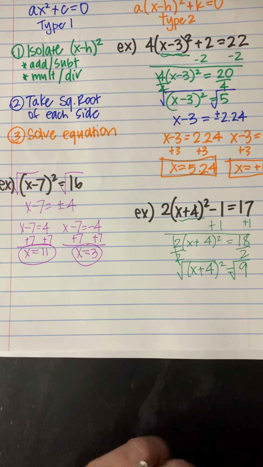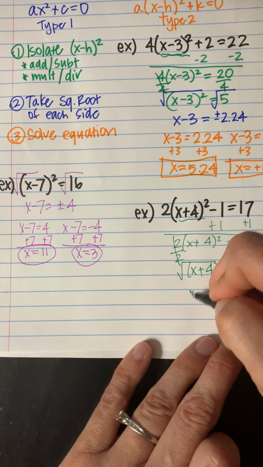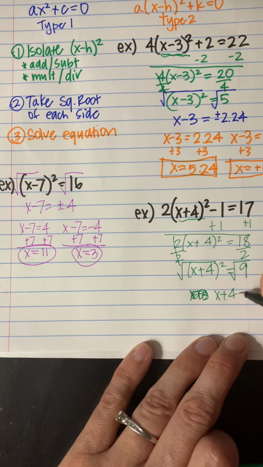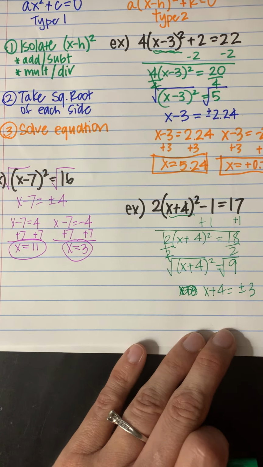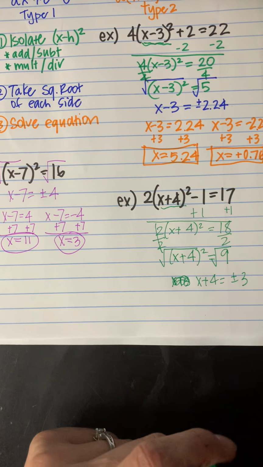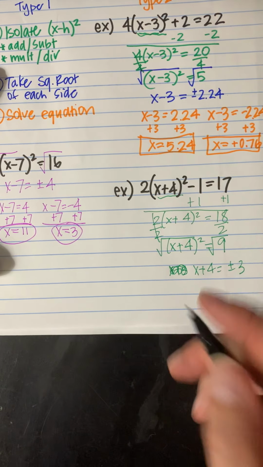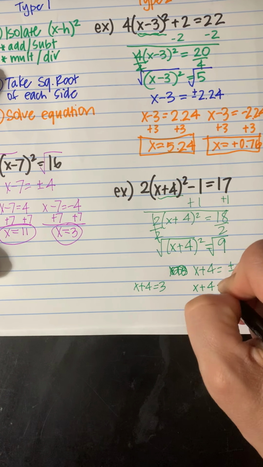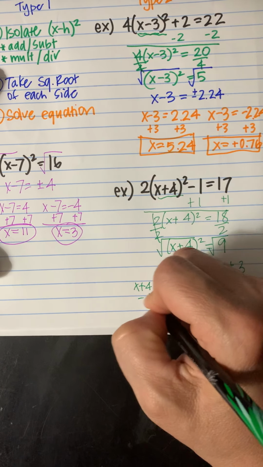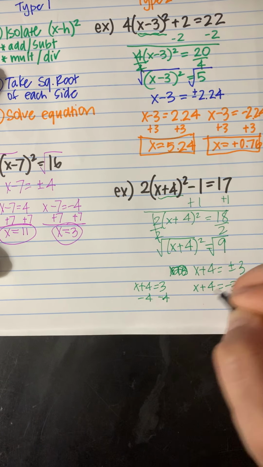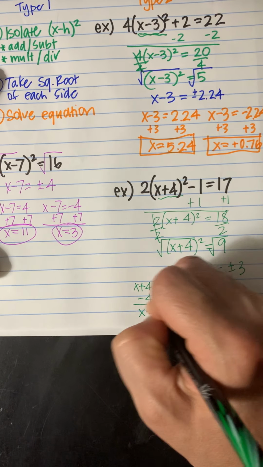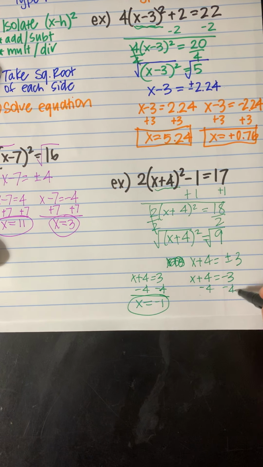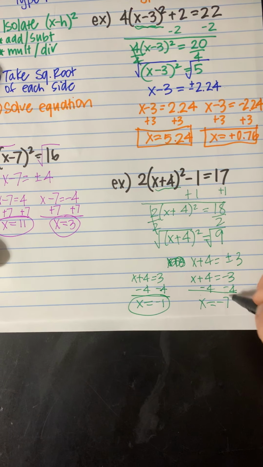The nice thing is, the square root of 9 is a nice number. It's 3, but also negative 3. Whoops, I can't talk and write at the same time. So plus or minus 3. And so now I'm ready to solve each of those. So x ends up being negative 1 as one of my answers, and also negative 7.